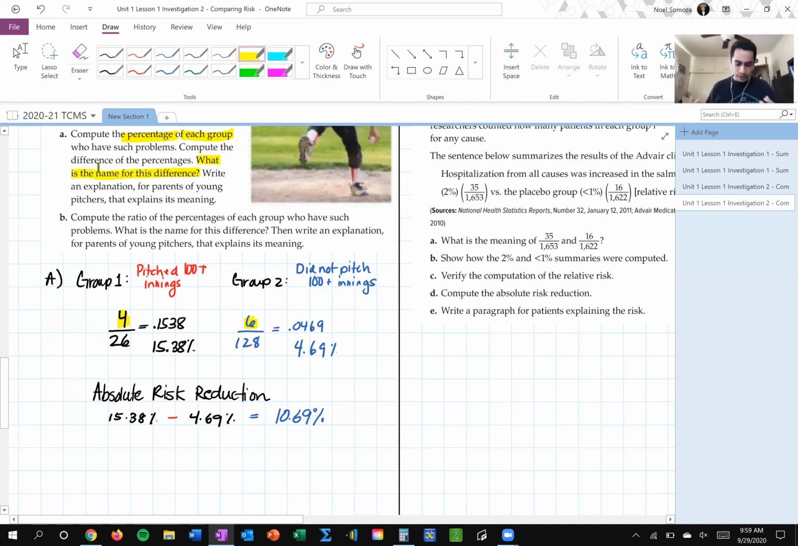And part of it now is explaining it, using this value of 10.69% in some context to explain this to a parent of young pitchers. Let's say parents who are going to put their kid into little league maybe for the first time, and they know their kid has a strong arm, so they think I'm going to have my kid pitch. Now, what would you tell them using this data?